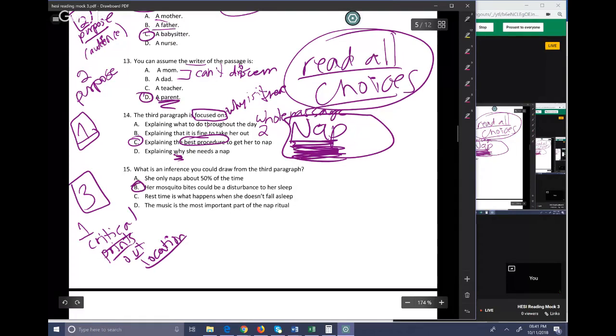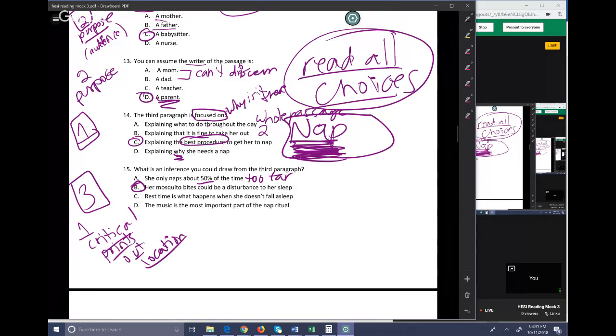Anytime it's inference, I'll give you the details. A gives a number and we don't know the number. So A would fall into the too far category. We don't know if it's 50% of the time. We just know that there are many circumstances where she does and doesn't nap. Getting a number involved is something that's too far for the knowledge that we have.